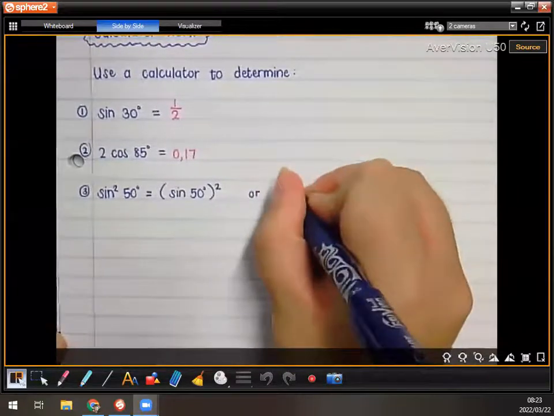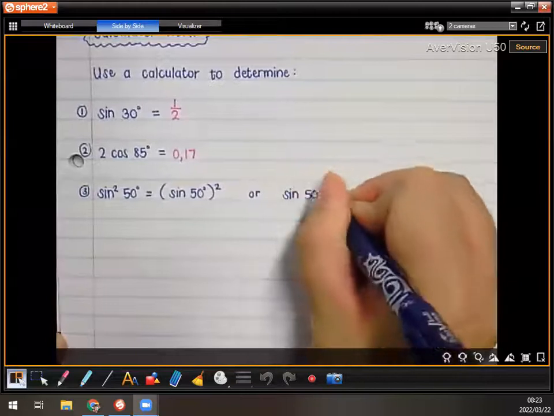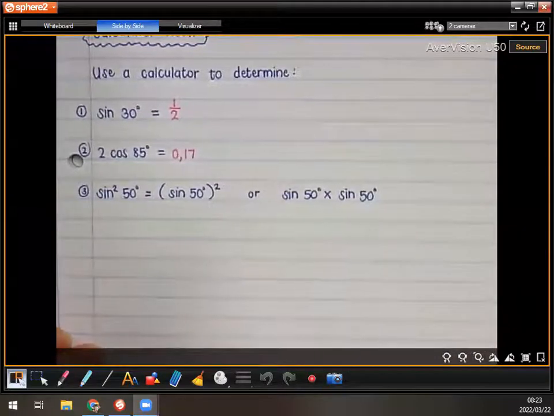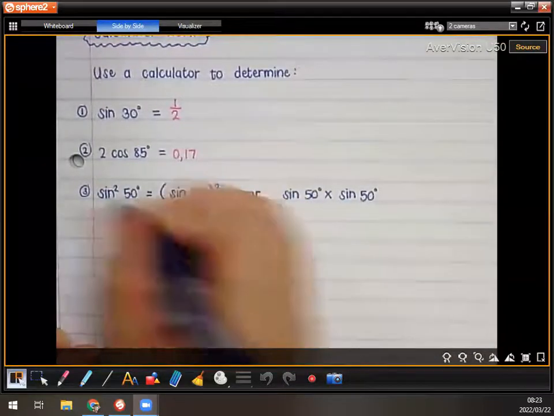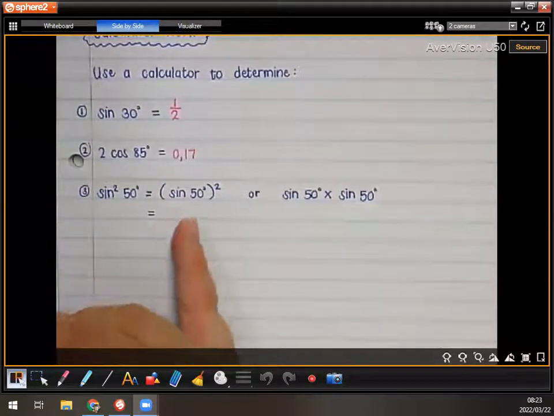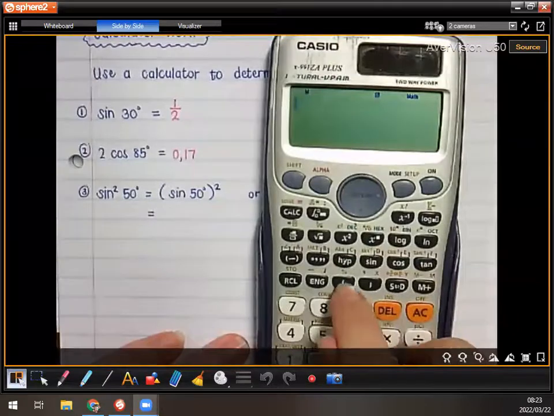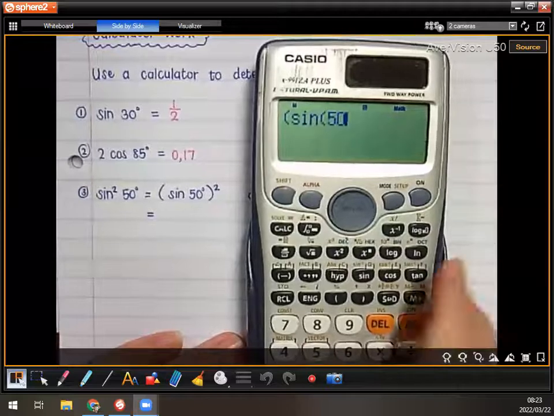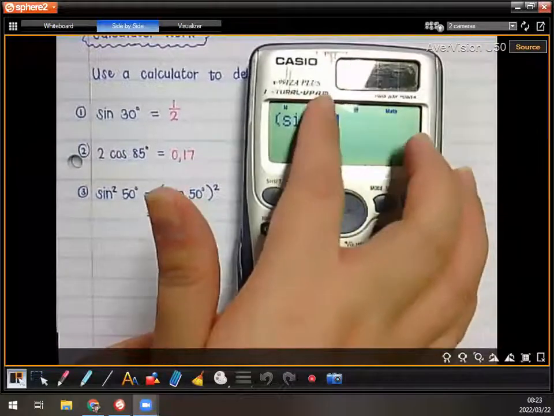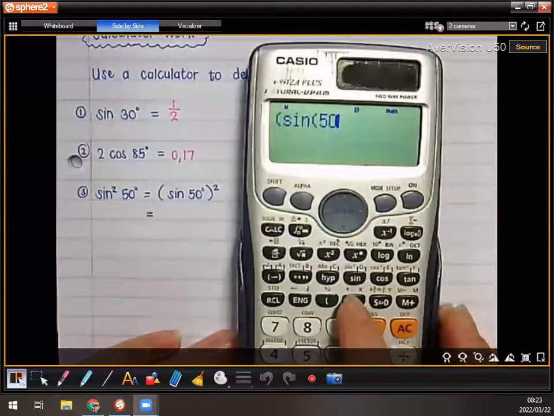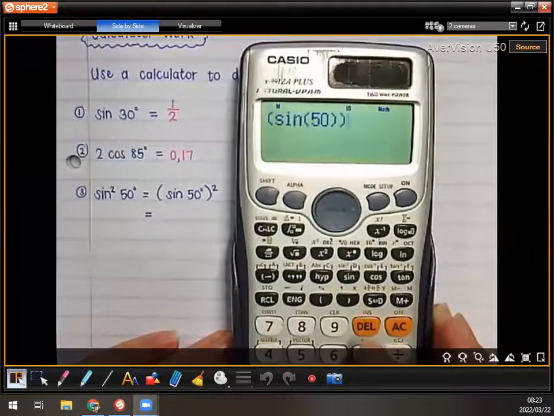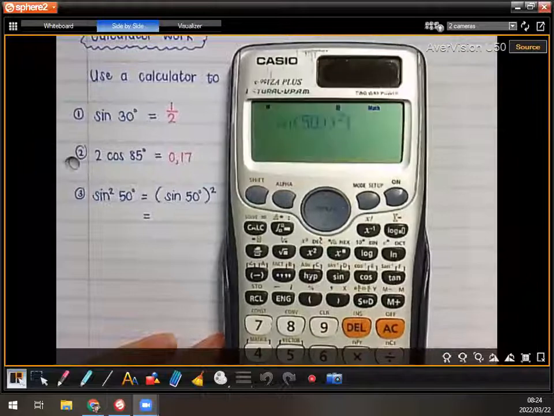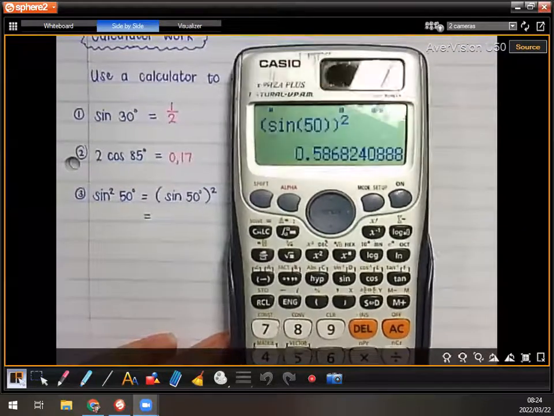Or what else can you do? In order to square something, you multiply it by itself. So if you wanted to, you could say that sine squared 50 is sine 50 times sine 50. If you wanted to type it in the first way, let me just show you how to do it. You would have to insert a bracket before the sine, then press sine, then 50. Now guys, because the calculator inserted that bracket automatically, we have to close that bracket, and then I need to put another bracket to close the first one. Does that make sense? Then we can press the square button, and that will give us an answer of 0.5.